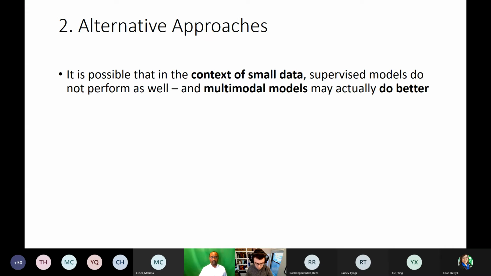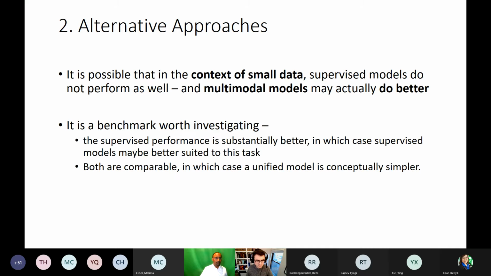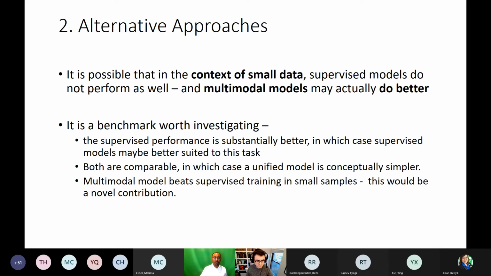It is also possible that in the context of small data, supervised models may actually do well with multimodal methods. It's a benchmark worth investigating. At worst, you will have a different set of models that work to answer the same business questions, or you might find methodologically a new contribution to offer up, which says these models might actually do well with small data as well.